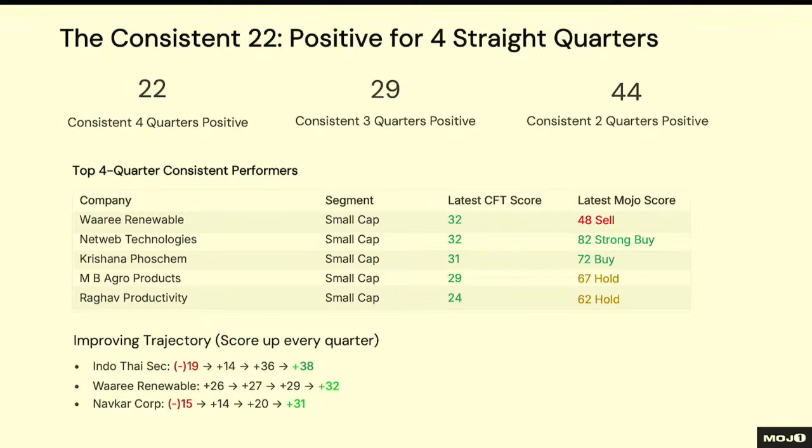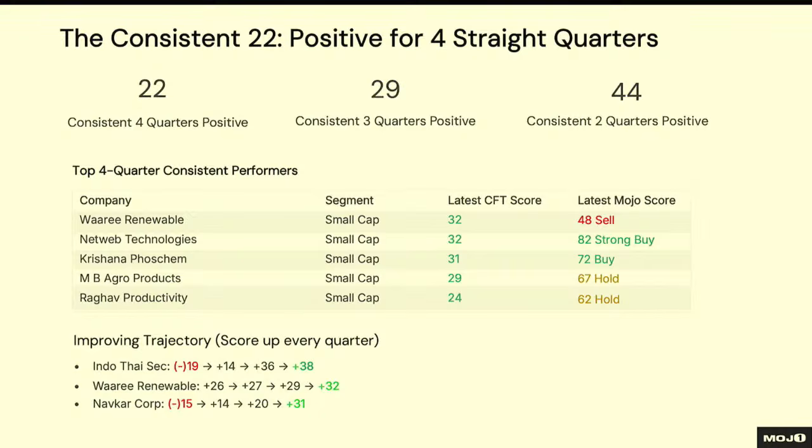Wari Renewables, incidentally it's a sell on MarketsMojo, 32 is the latest CFT score. NetWeb is a strong buy in our system at 82. Small cap again, consistent 4-quarter positive results. Latest CFT is 32 again. Krishna Phoschem, small cap, 72 buy, 31 CFT.